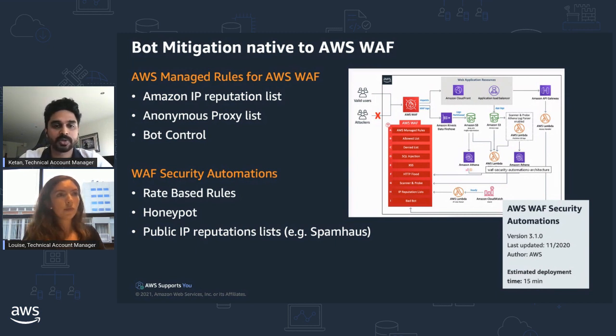Finally, you can also use a third-party IP reputation list from, for example, Spamhaus. You can use a list of that inside your web application firewall. We have CloudWatch Events, which trigger that and add that to your web application firewall.